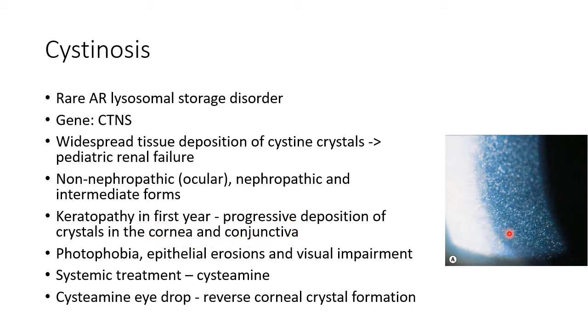This picture shows cystine crystal deposition in cornea. Clinical features include photophobia, epithelial erosions, and visual impairment. Systemic treatment can be given with cysteamine. Cysteamine eye drop can also be used to reverse corneal crystal formation.